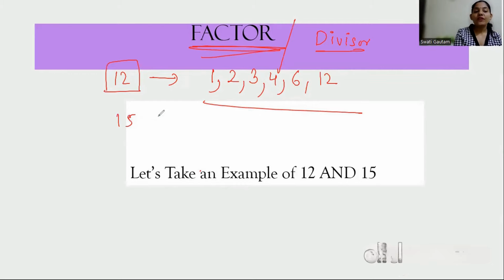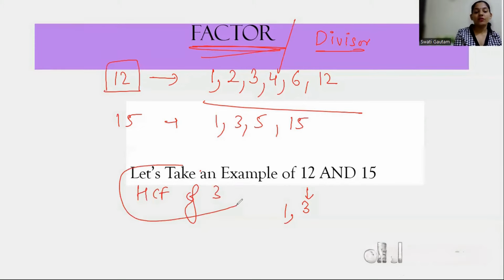If I'm talking about the factors of 15, 15 comes in the table of 1, 3, 5, 15, right? These are the 4 factors of 15. Now if you talk about the HCF of these two, what are the common factors? 1 and 3 are common. Any other common? No. So which is the greatest one? 3 is the greatest one. So the HCF of 12 and 15 is 3. Also, 3 cannot be greater than 12 or 15. So let's talk about the next part.